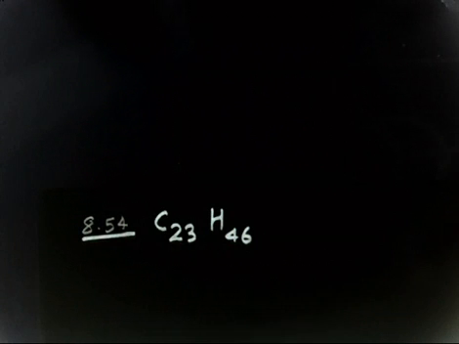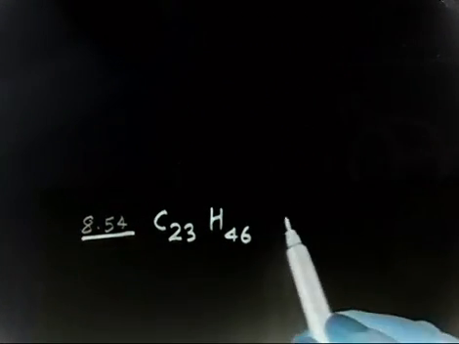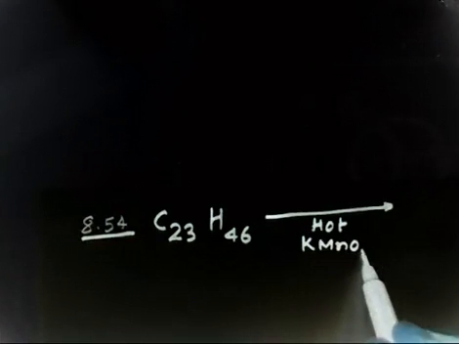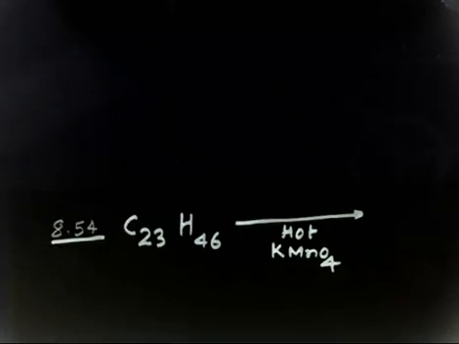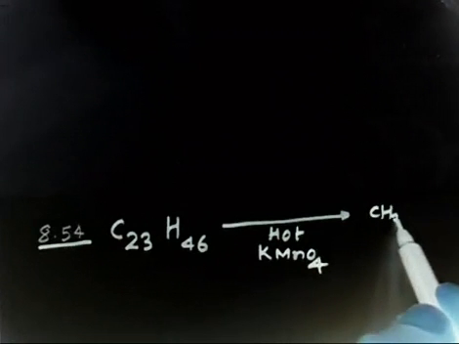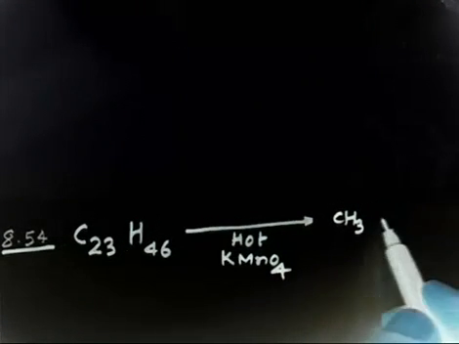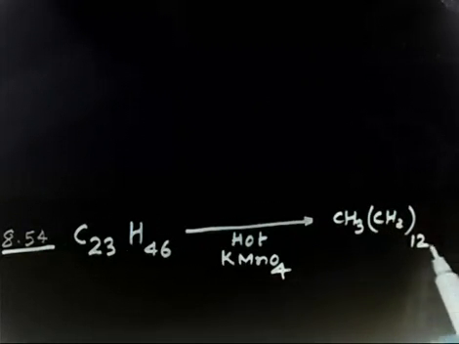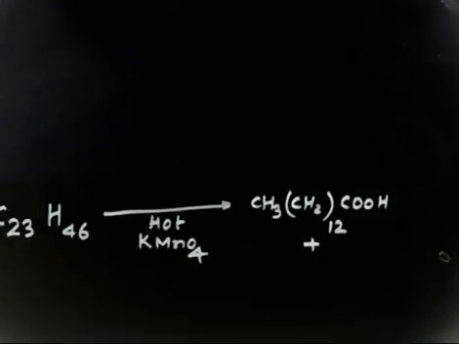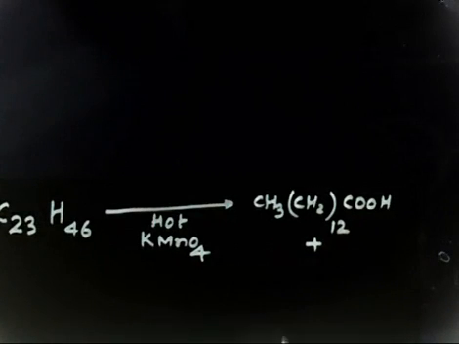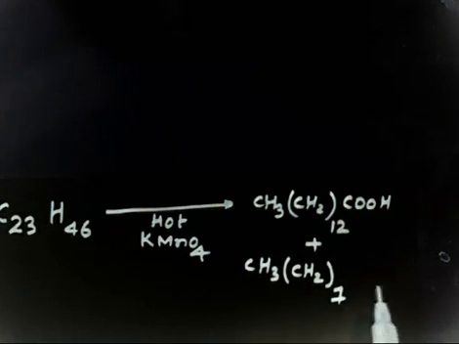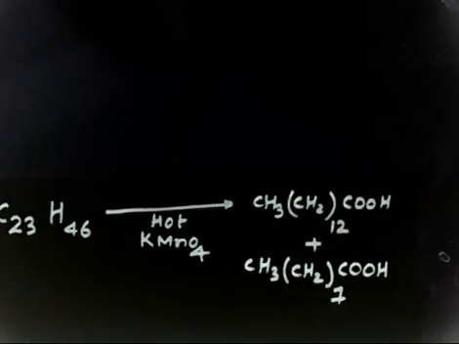When this is treated with hot potassium permanganate, it gives two products. Hot KMnO4, of course alkaline as well as concentrated, is used for cleavage of the double bond, and this gives two products. One product is CH3 (CH2)12 COOH, plus another product, CH3 (CH2)n COOH. So these are the two products.